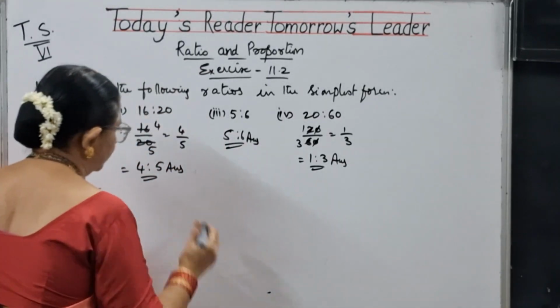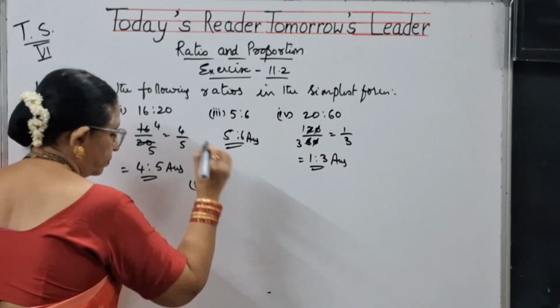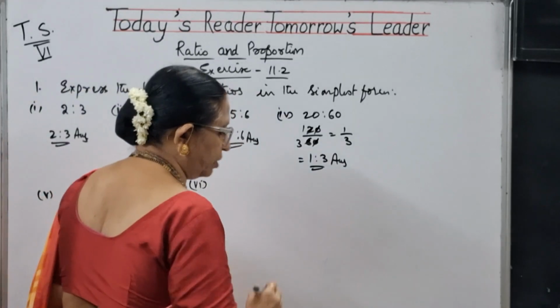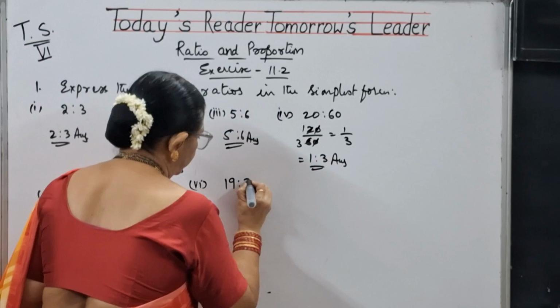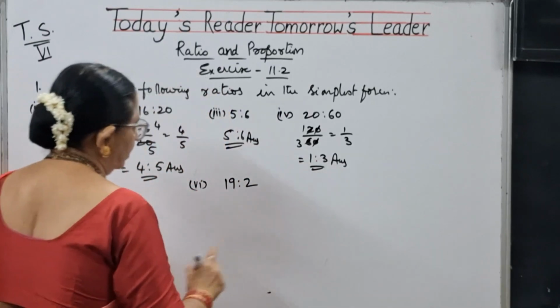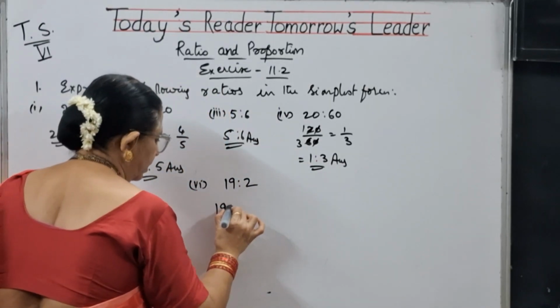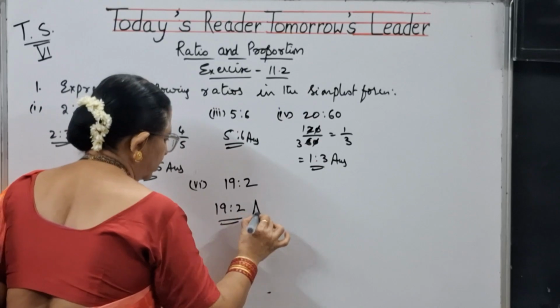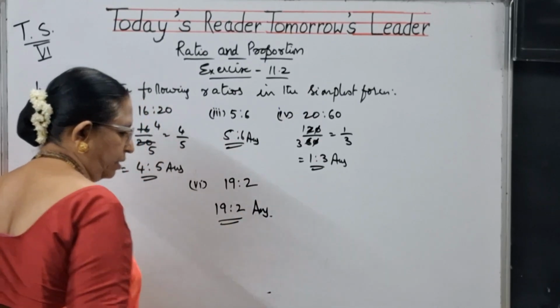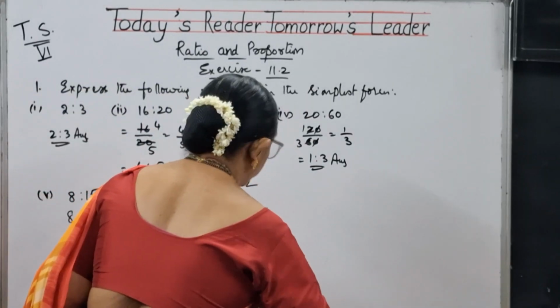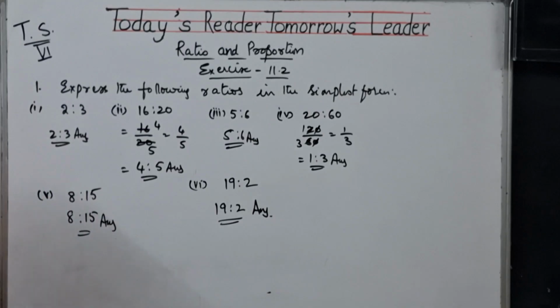Next, the sixth one. What is the sixth one? 19:2. See, even this itself is the answer because these two are also co-primes. 19 and 2 are co-primes. Please note it down, children.